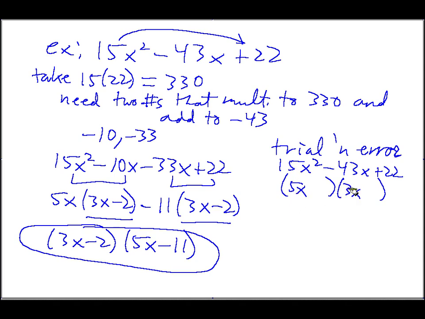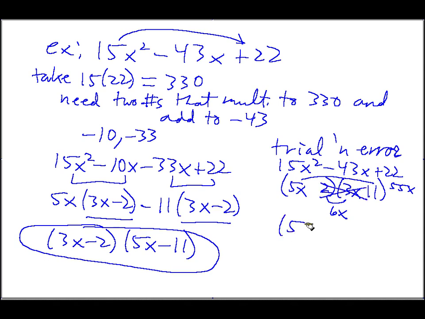So 5x times 3x is going to be 15x squared, right? Then how about 22? Well, 2 and 11. Let me put 2 here and 11 here. So let's look at the combinations again. That gives me 6x, and that gives me 55x. So 6x here, 55x here. Well, 55 and 6, there's no way I can get 43 out of that. So that's not going to work.